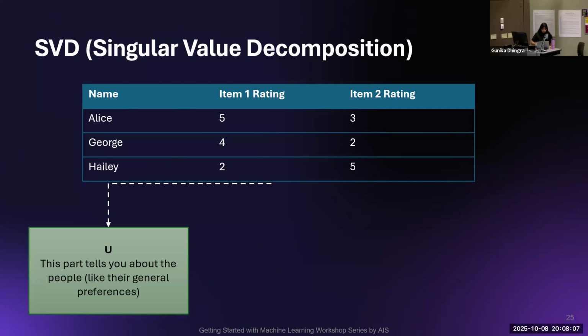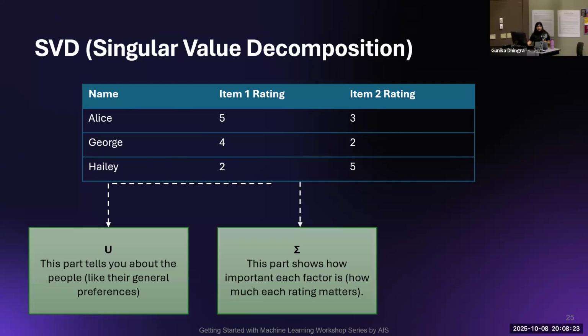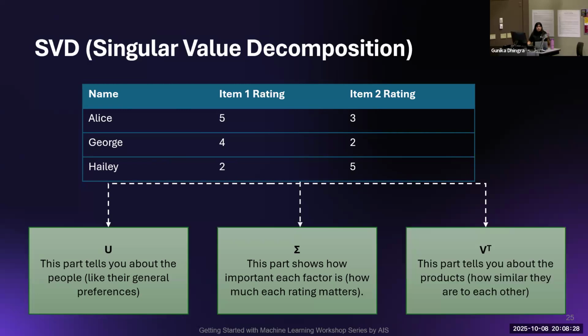So we have the first part as U, which is going to tell you about the people, how the people like the entire item that we're talking about. And then the next is how important these ratings are for the different people out there. And then finally, how similar these items are in scope to each other, so that if an item is closely related to another, there's a high tendency that a person who likes item A might also like item 2. That is the entire essence that we're working towards here.